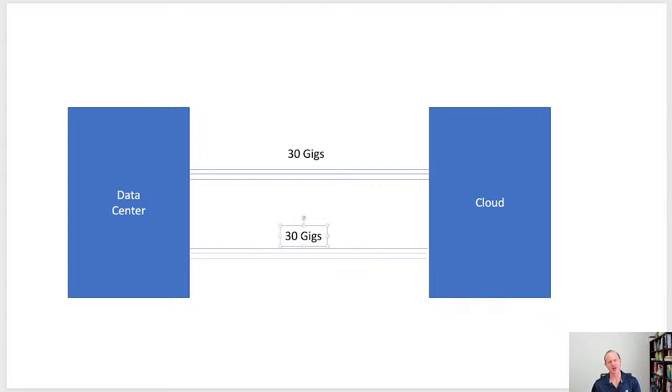But if you needed 2 gigs, or what if you needed 3 gigs, and you purchased a 1 gig connection, again, you'd use a link aggregation group and bundle multiple things. So anytime you need more bandwidth than is offered by a single link is when you would use a link aggregation group.